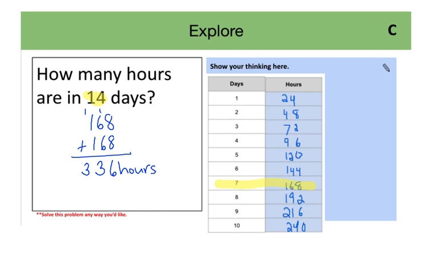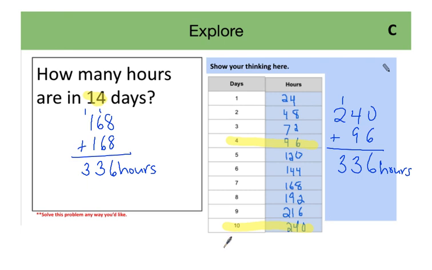Now I could have also tackled it a little bit differently, and maybe you tackled it slightly differently too. Maybe you looked at, okay, how can I add up to 14? I could do 10 plus 4, right? And we can go ahead and do that as well. 240 plus 96. 0 and 6 is 6. 4 and 9 gives me 13. 1 and 2 gives me 3. And I get that same answer of 336 hours.